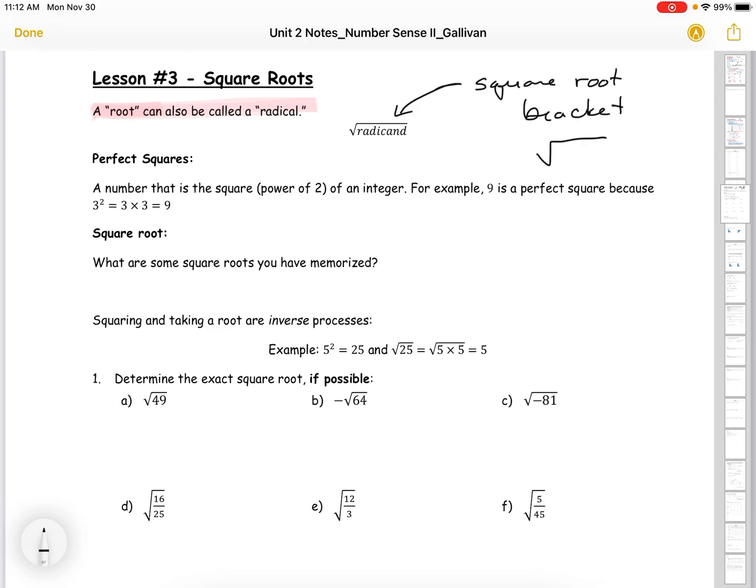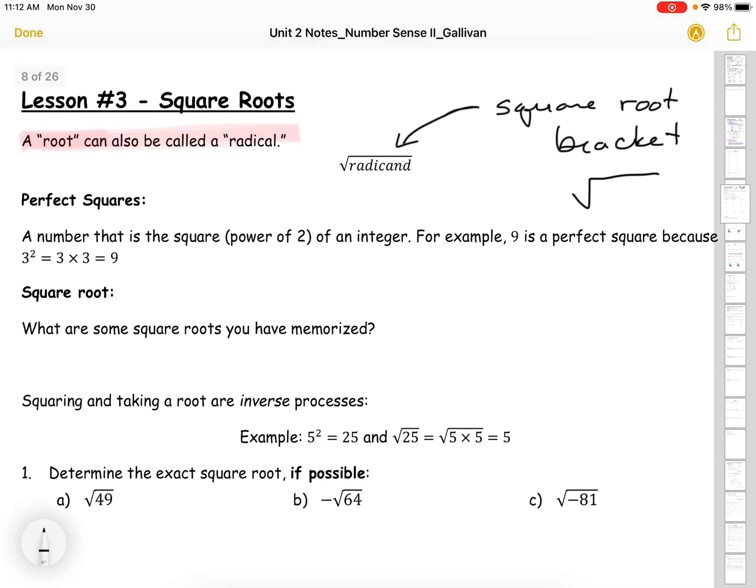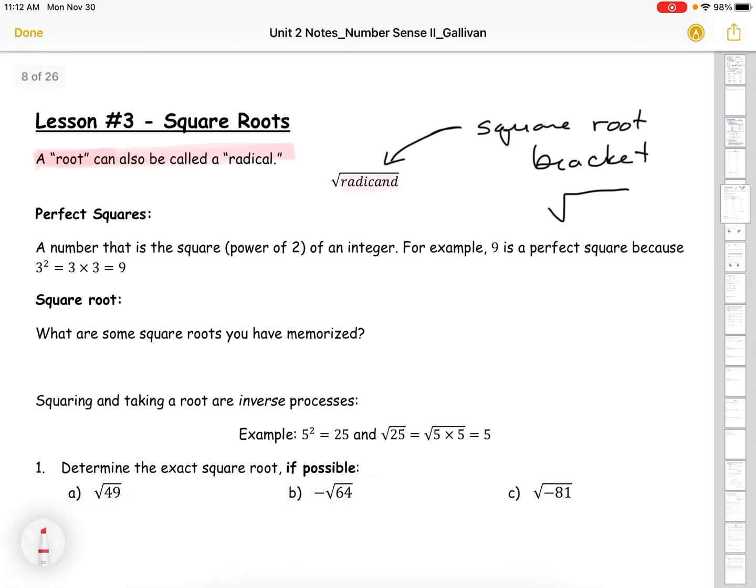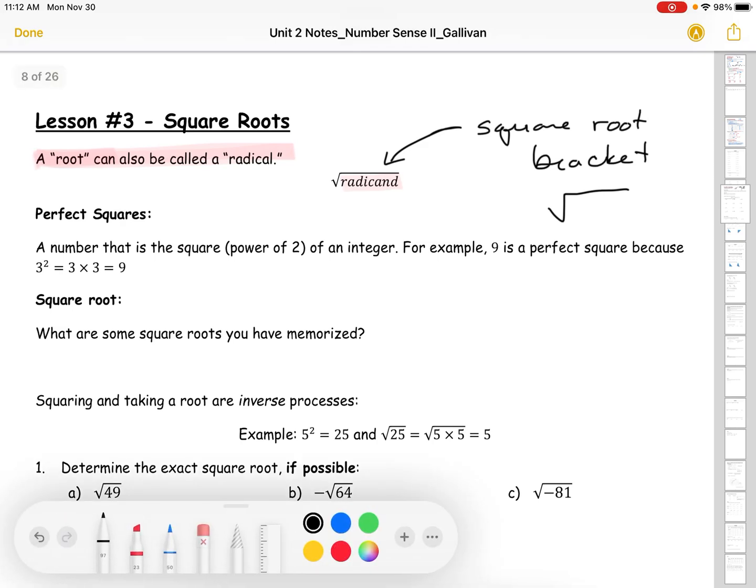So that's this part. Underneath the square root bracket, we have what we call the radicand. That's the number we're taking the square root of. Basically, with the square root, anything under there, we want to know what times itself will give you that number.